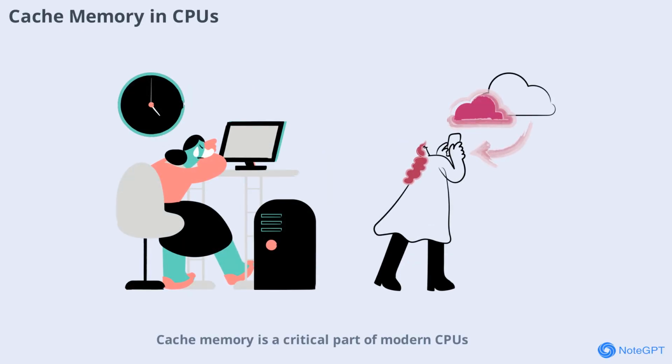Cache memory is a critical part of modern CPUs. It allows processors to work at their full potential by providing fast access to the data and instructions they need. Without cache, even the fastest processors would be held back by slow memory access times, making high-performance computing impossible.